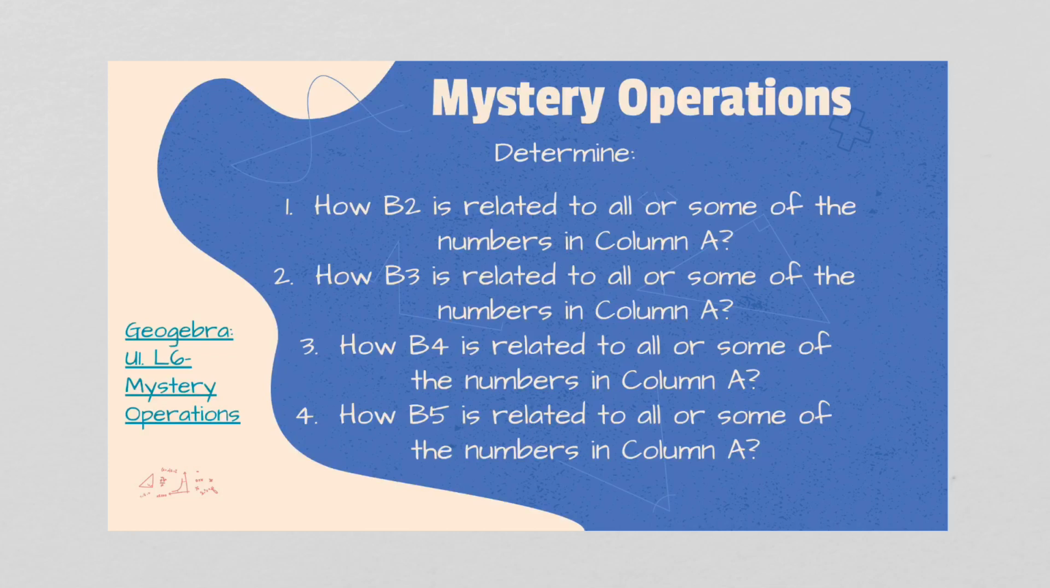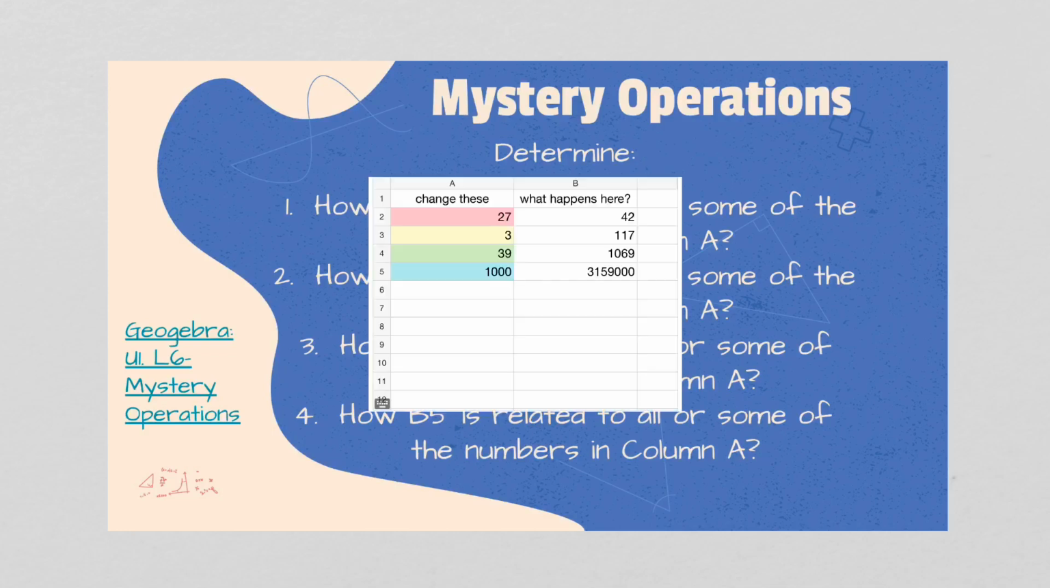And right now I'm going to add a picture and show you what the table is going to look like when you get there. See this table? You are going to change the red, the yellow, the green, and the blue in A2, 3, 4, and 5. And you're going to determine what happens on this right side. And you're going to answer it.